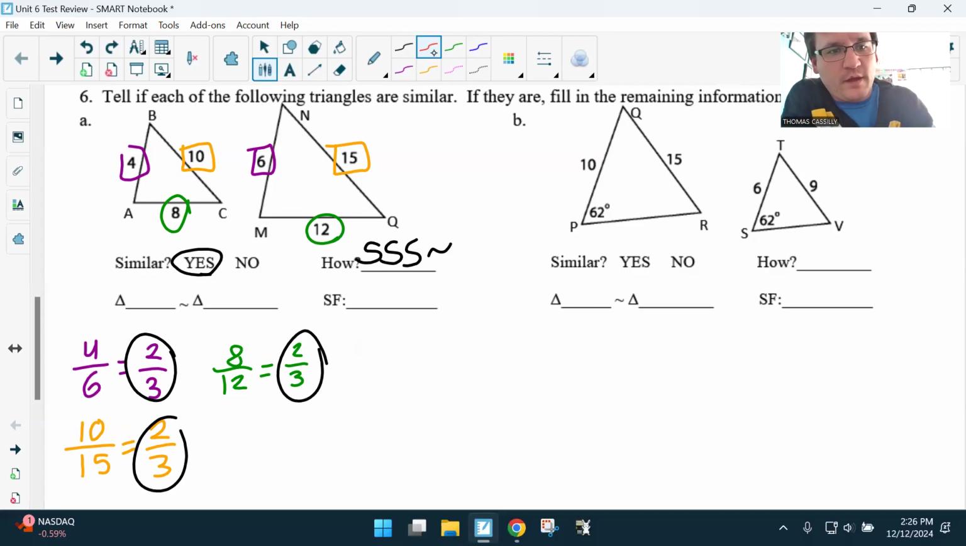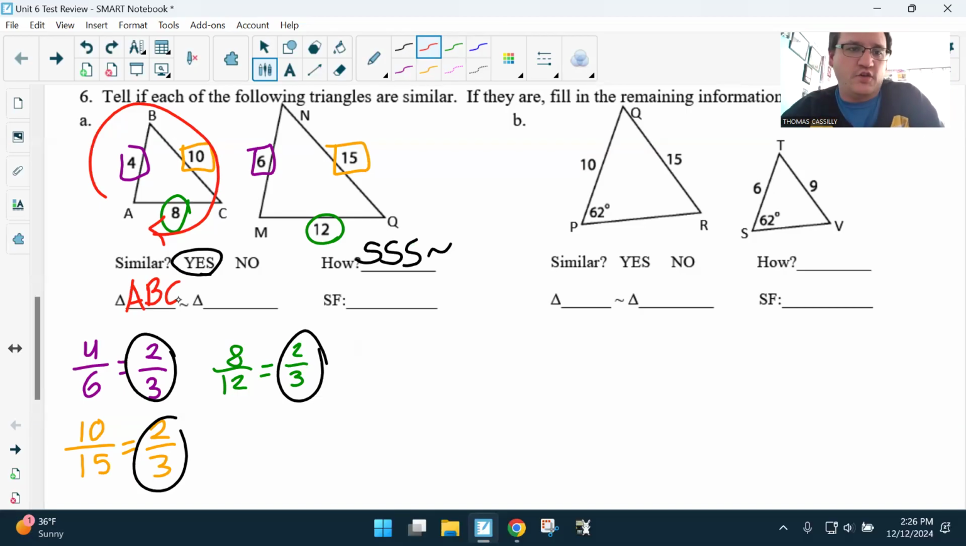Since they are similar, we can write a similarity statement. So pick an order. I'm just going to go this direction. I'm going to go A, B, C. I have to go in the same direction on the other triangle. So what matches up with side length of 4? AB matched up with MN. If I'm going to go from A, B, and then B to C, I have to go in that same order. So I went from MN to NQ on this one. So the correct answer is MNQ.